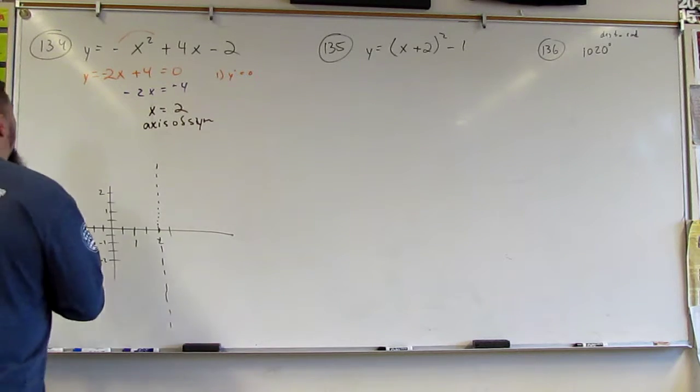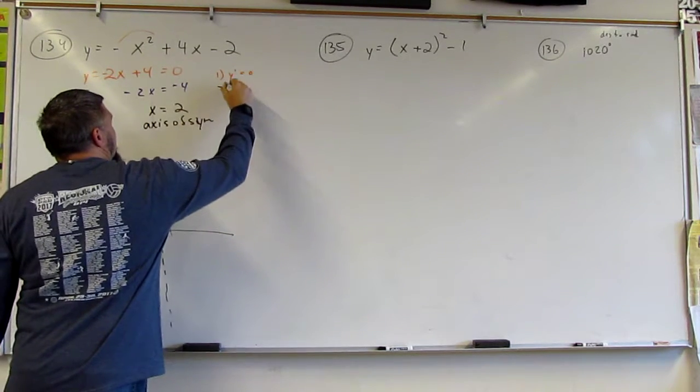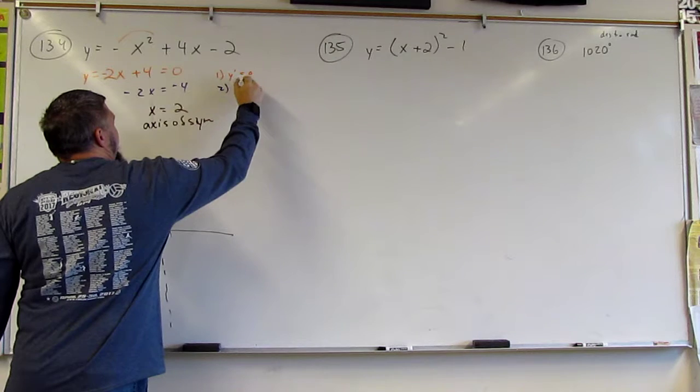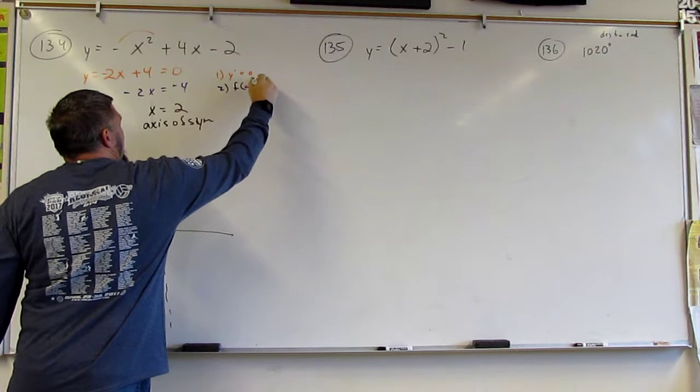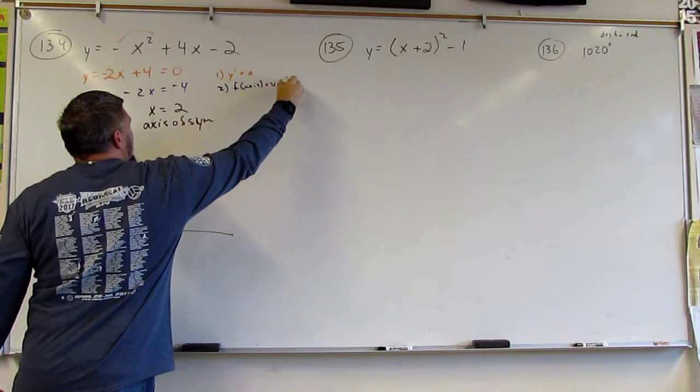That's that next step. Step 2 is the vertex. F of the axis equals the vertex.